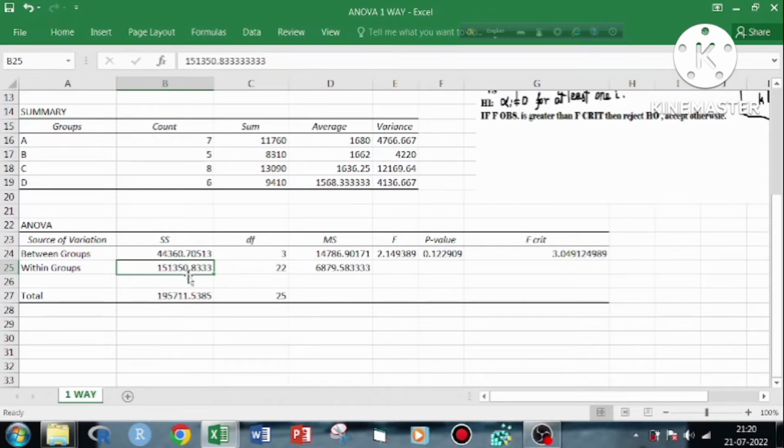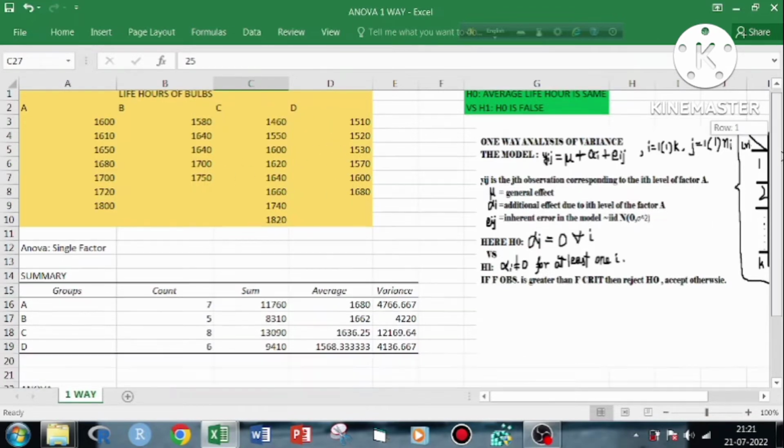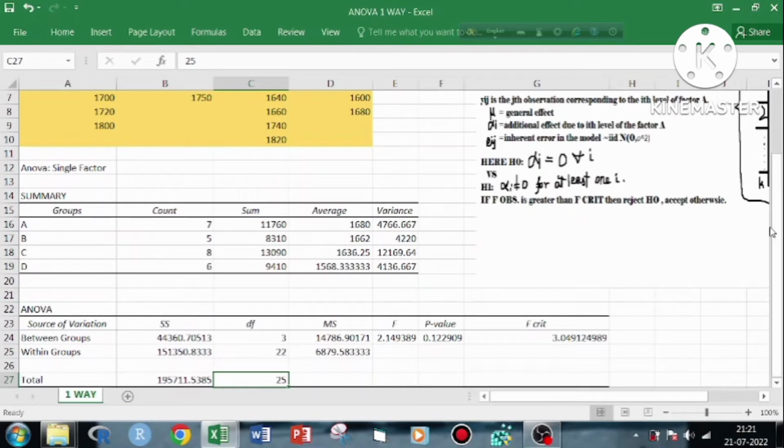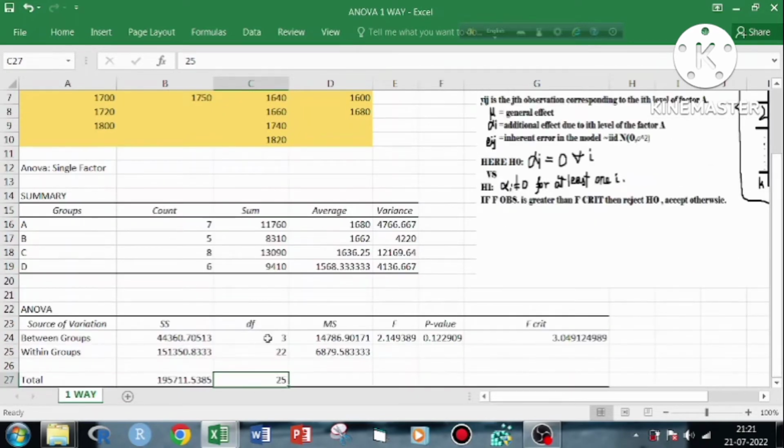DF is the degrees of freedom. The total, now how these are 3, 22 and 25, let me explain. Totally we have here 26 bulbs. If you count it by hand, you could see there are 26 bulbs here. So the total DF becomes n minus 1, that is 26 minus 1, 25. We have 4 groups A, B, C and D, and that's 4 minus 1, 3. So 25 minus 3 gives the error DF 22.